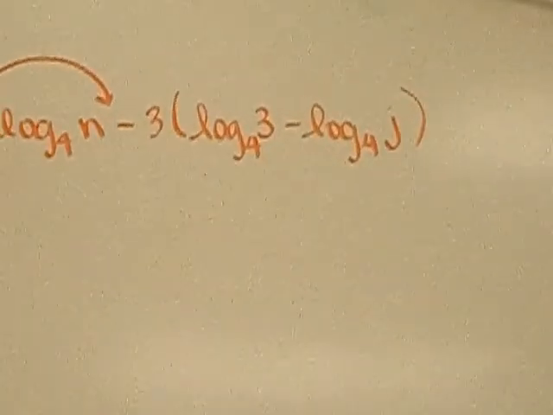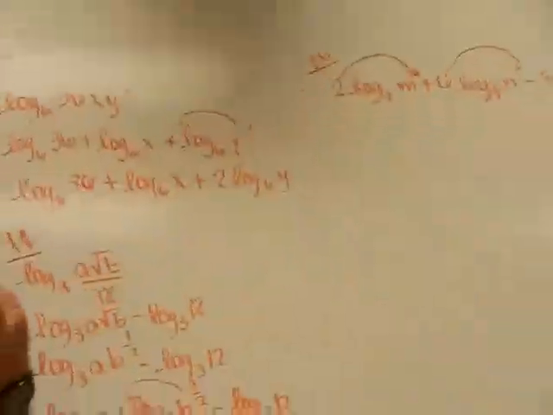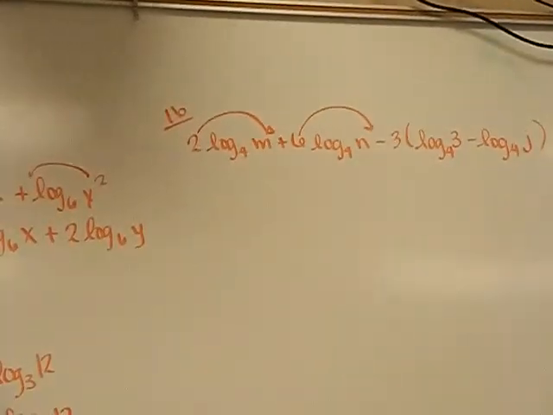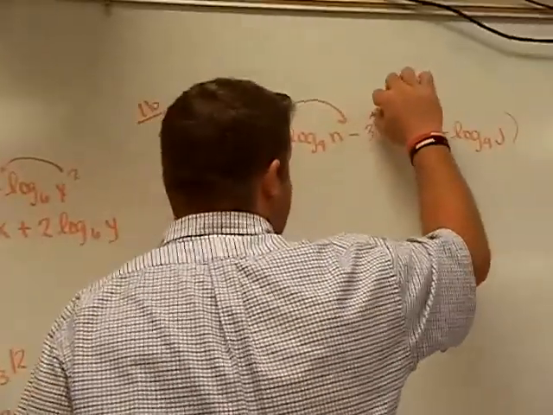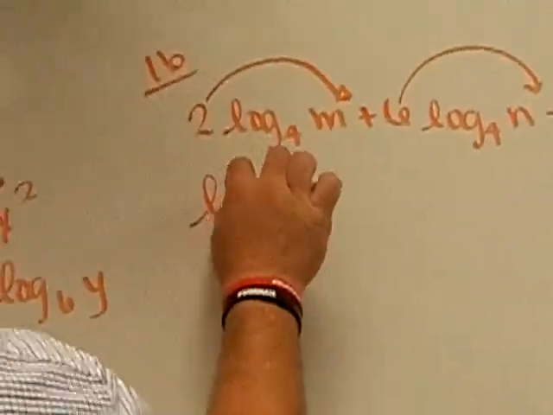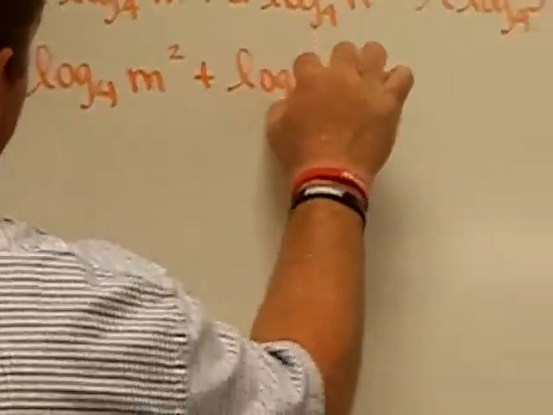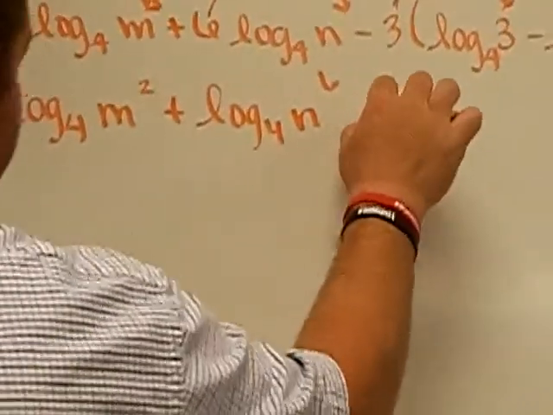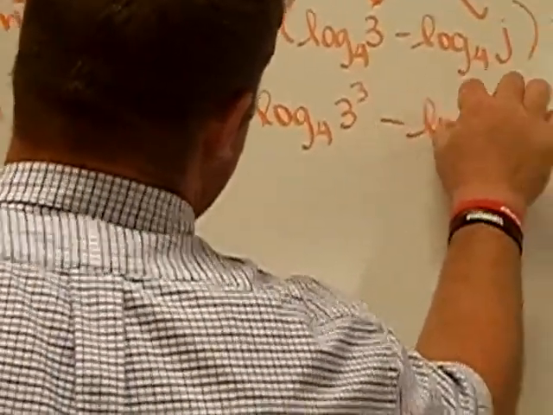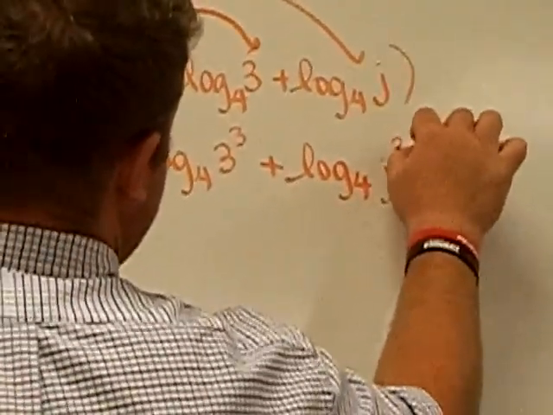Now, with this 3, what do you think we're going to do since there's parentheses around what the coefficient 3 is being multiplied by? You have to distribute it to both of those logs. So this is going to be 3 cubed and j cubed. So we've got log base 4 of m squared plus log base 4 of n to the 6th minus log base 4 of 3 cubed plus, sorry, log base 4 of j cubed.